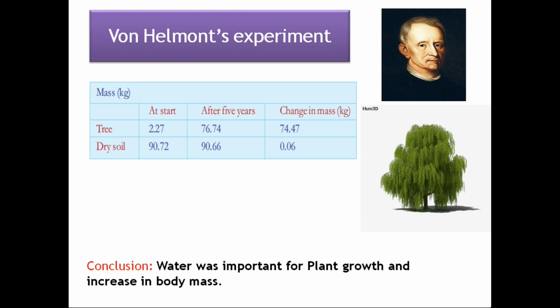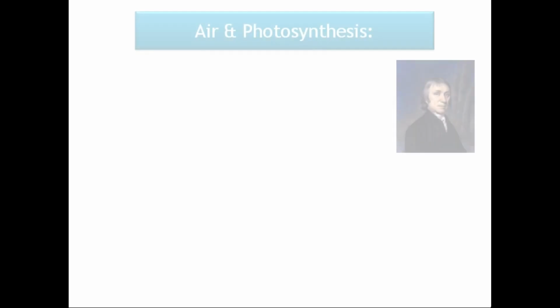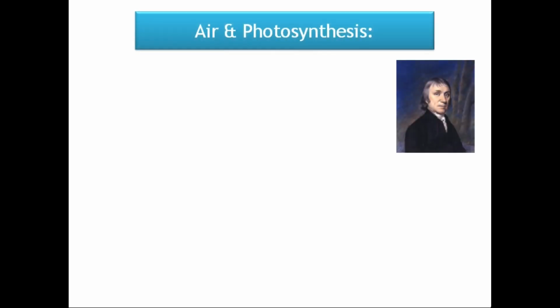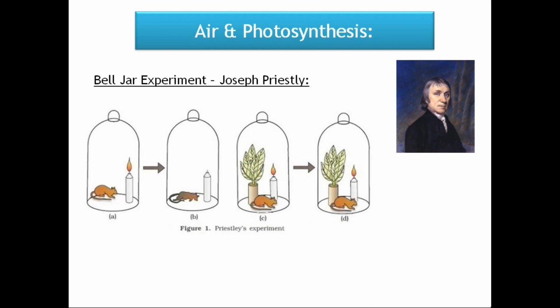Now, see the relation between air and photosynthesis. Joseph Priestley in the year 1770 performed a series of experiments and revealed the essential role of air on the growth of plants. This experiment is popularly known as the bell jar experiment. He used both living and non-living objects for his experimentation.